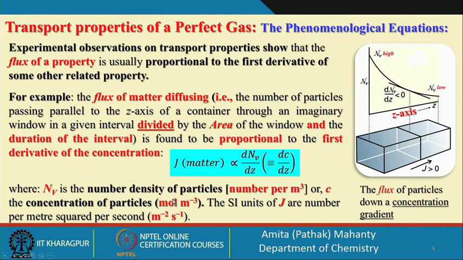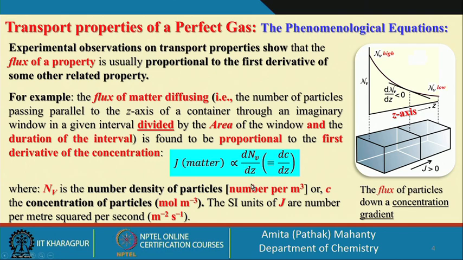So then NV is the number density of the particles, the number of particles per unit volume, that is per meter cube, or the concentration of the particles, that is moles per meter cube, and the SI unit of this flux is, you just see what is going to be the SI unit of this flux, you can easily see. Okay, this is the number density. If I talk in terms of the number of molecules per unit volume, per meter cube, this is going to be number of molecules per meter cube, and this is going to be the distance.